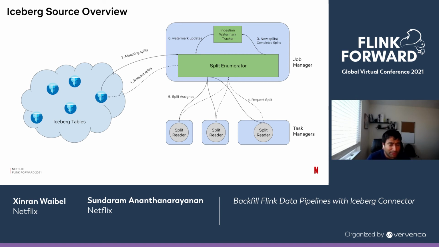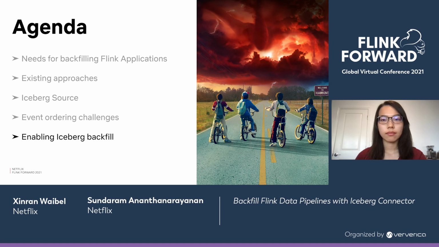It also lets the watermark tracker know about new splits that have been discovered so that the watermark tracker can keep track of the lowest ingestion watermark. The ingestion watermark tracker also lets the enumerator know in case of watermark updates so that the enumerator can go ahead and assign new splits based on these updates. Finally, the reader is responsible for taking a split that has been assigned to it and emitting records from the split.